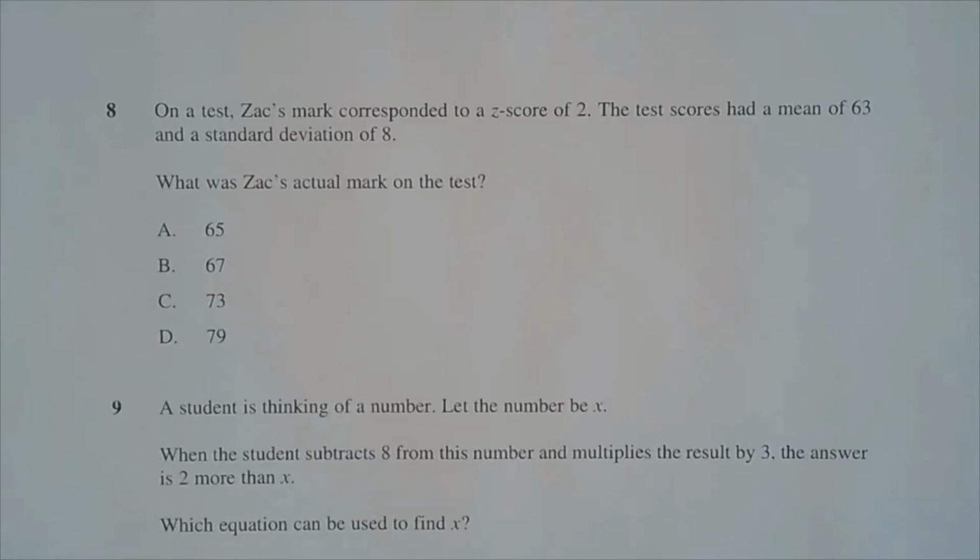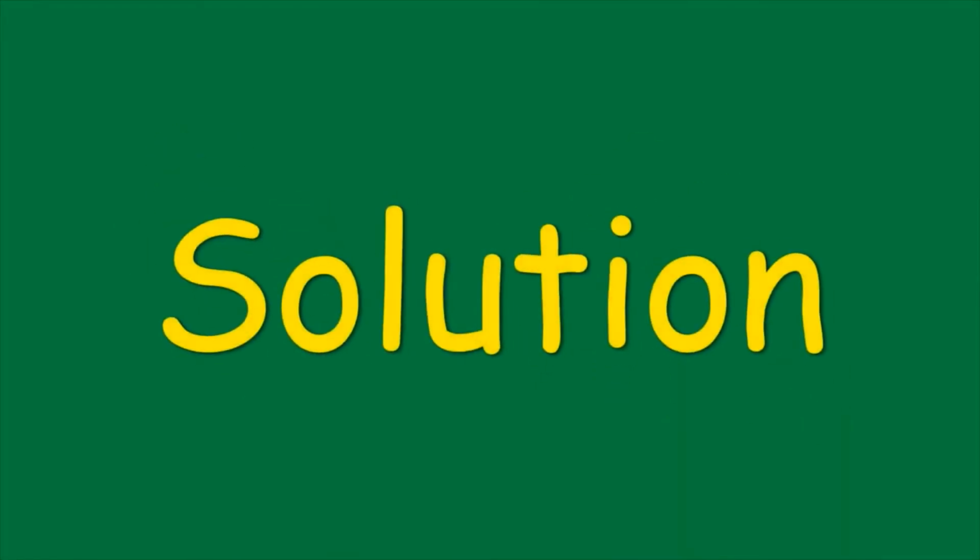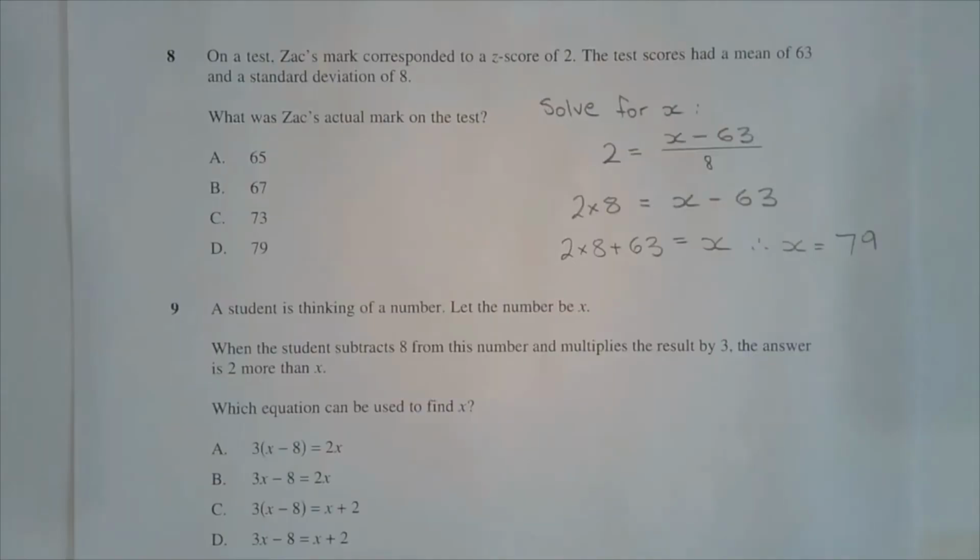Question 8. On a test, Zach's mark corresponded to a z-score of 2. The test scores had a mean of 63 and a standard deviation of 8. What was Zach's actual mark on the test? Let Zach's actual mark be x. Using the z-score formula, solve for x.